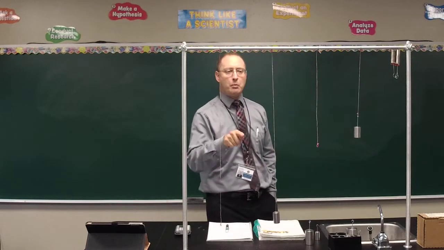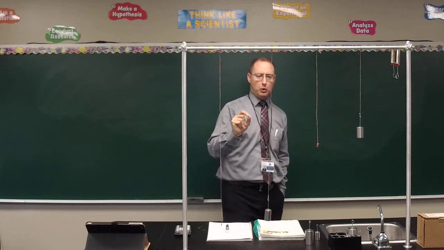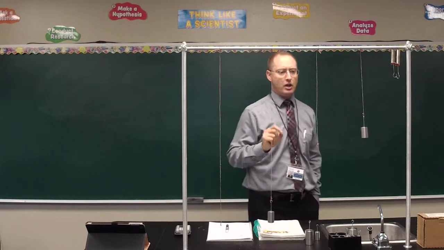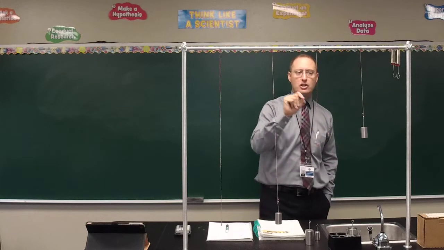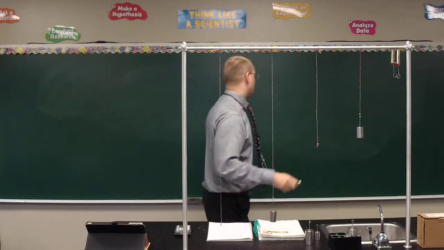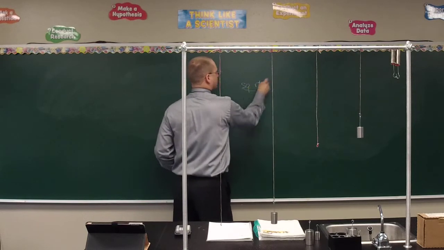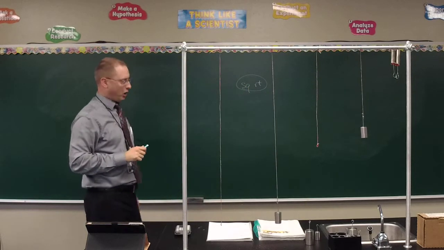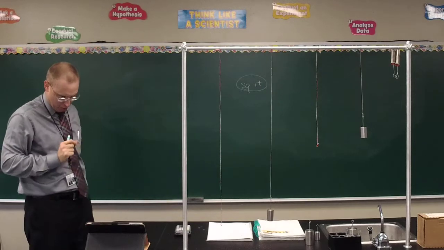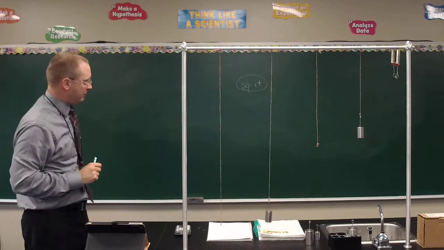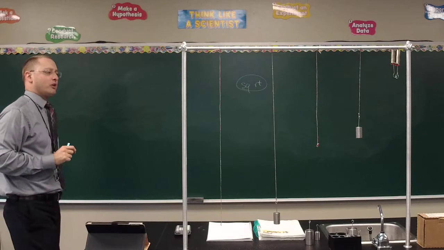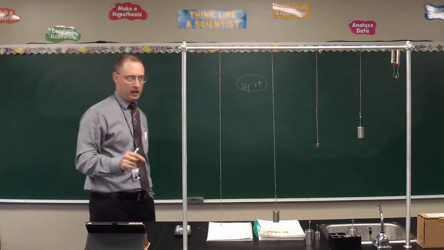So if you would, edit what you just wrote just a little bit. I told you that the period depends on the length. Insert these words or these letters: depends on the square root of the length. You can abbreviate SQRT for square root. The period depends more specifically on the square root of the length.